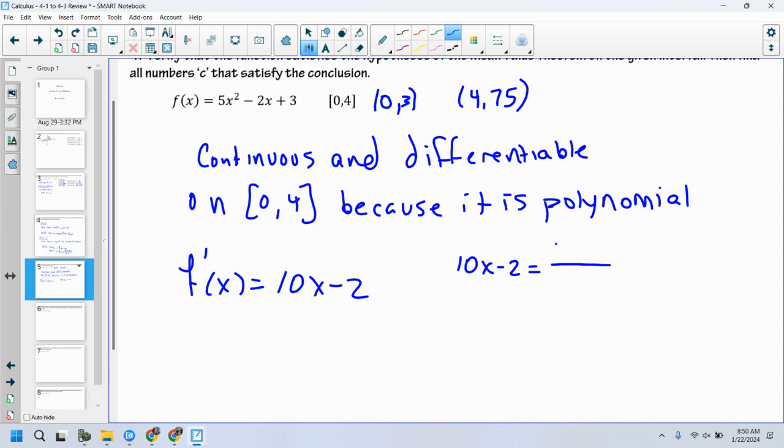So I can say 75 minus 3 over 4 minus 0. The derivative is equal to the slope of the endpoints. Well, 75 minus 3 is 72. 72 over 4. What is that? 18, right? Add the 2.